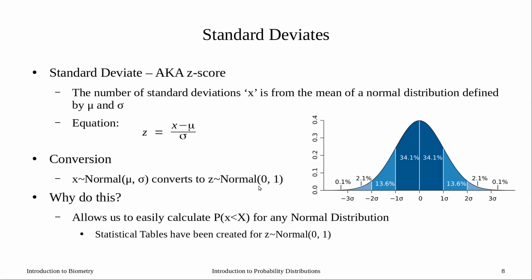All of the tables that we find are reported as a 0-1 distribution. Now, we don't have to do this when we work in R, because R will do the conversion for us. But if we have any probability problems that we have to do by hand, then what we have to first do is calculate the z-score, and then utilize the z-score and look up the probabilities on our table.